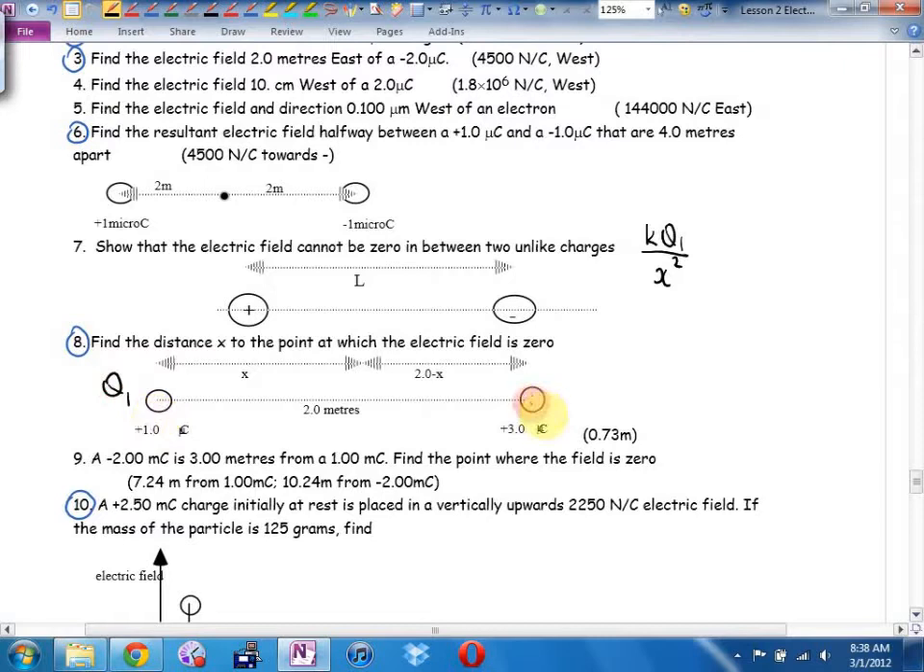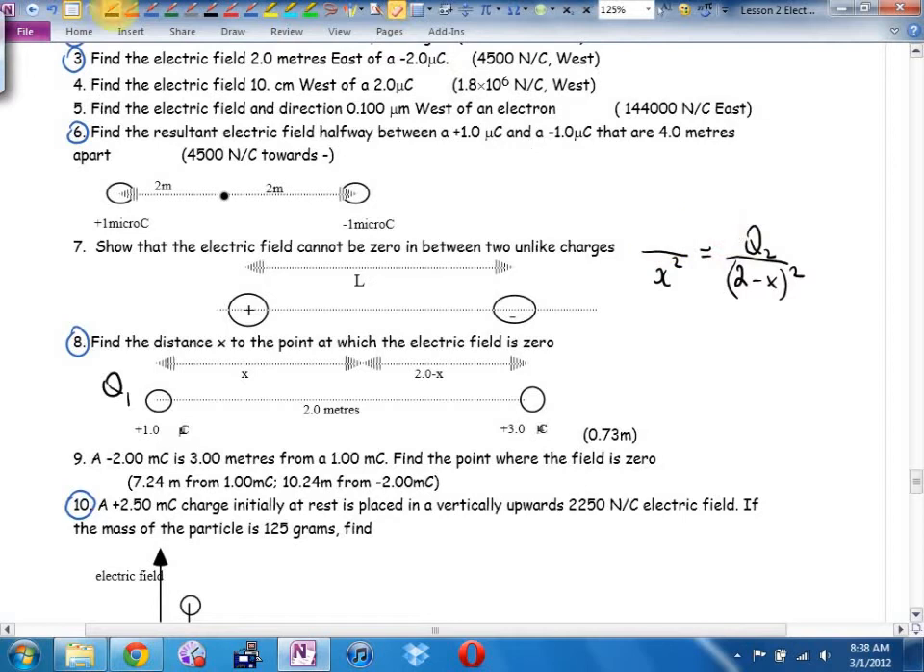What's the electric field from this charge? Well, it's going to be KQ2 over, and I guess its distance is 2 minus X all squared. Is that okay? And you know what I want to figure out? When these are equal, because that's when they'll cancel each other out. That's going to be my equation. Hey, the K's cancel. Nice.